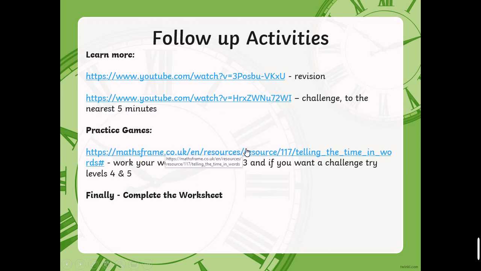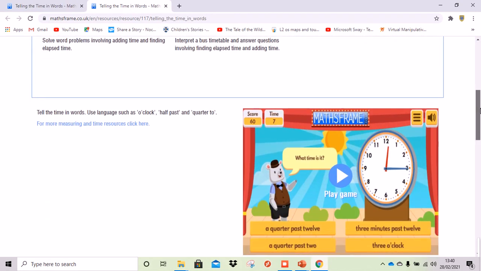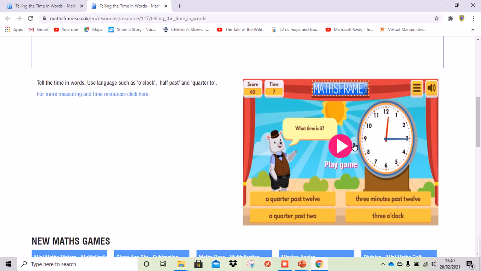And of course, I've got a nice little practice game for you here. It works its way from hours to half past, and then to quarter past and quarter to through levels 1 to 3. And again, if you want to challenge yourself, you can do it to the nearest 5 minutes or to the nearest minute. So let's have a little look at this website. So you just click it here. It will take you to a game. There's worksheets there if you were interested. Click on the game.